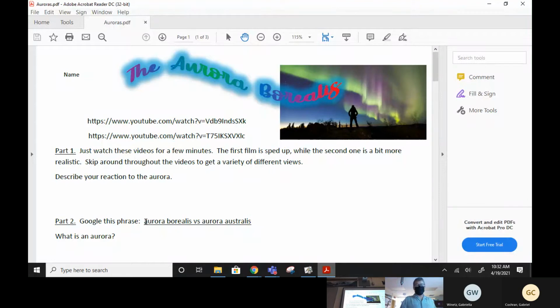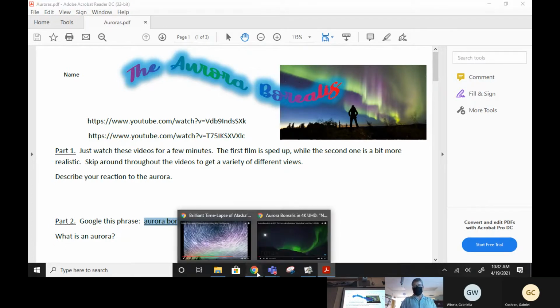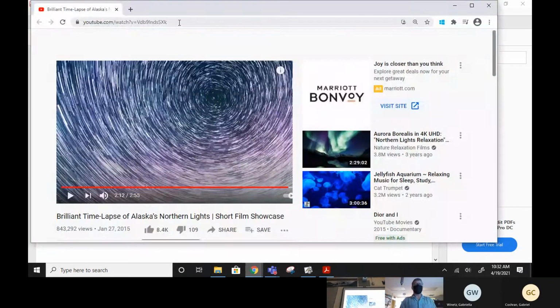Okay, next. What makes this amazing light show? Oh, and by the way, that was all natural color, right? Was that obvious to you? That was the actual color of these things that we were looking at?